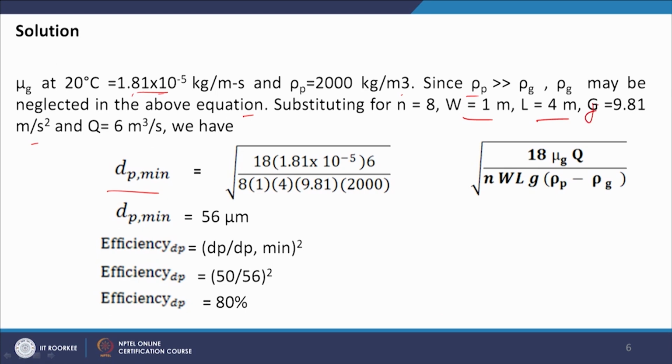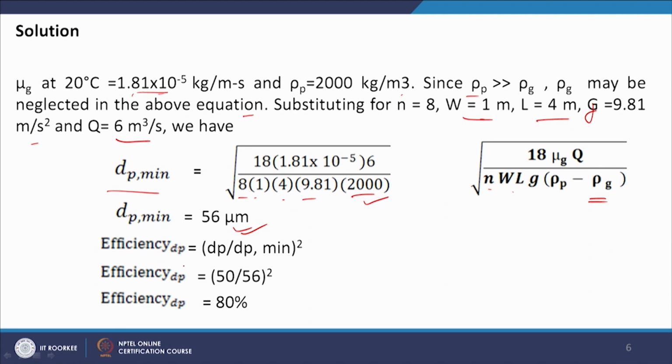So, we have dp minimum equal to 18 into 1.81 into 10 to the minus 5 (mu g) into Q, which is 6 meter cube per second. From the denominator we have n equal to 8, W equal to 1 meter, L equal to 4, so 1 into 4 into 9.81 g, and rho g is much less than rho p so it can be neglected, leaving 2000. By solving these expressions we get dp minimum equal to 56 micrometer. So, this minimum diameter is 56 micrometer when the flow is in the laminar regime.